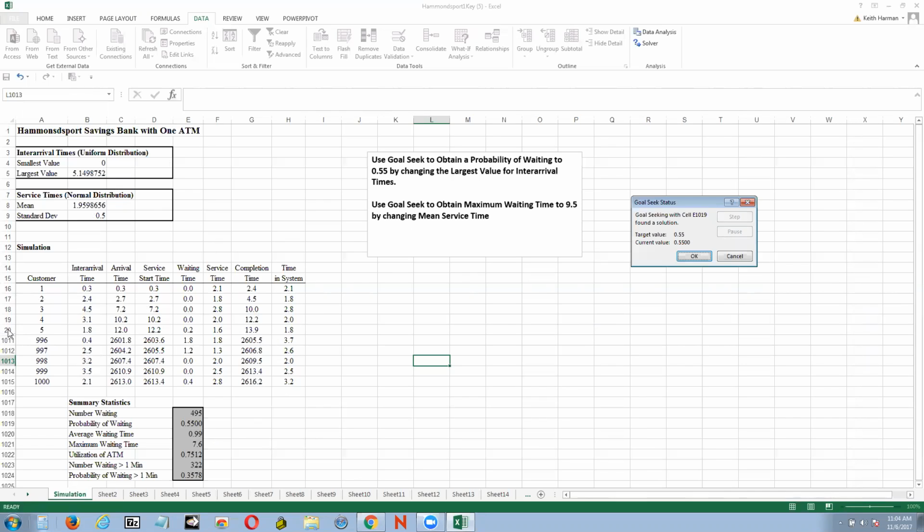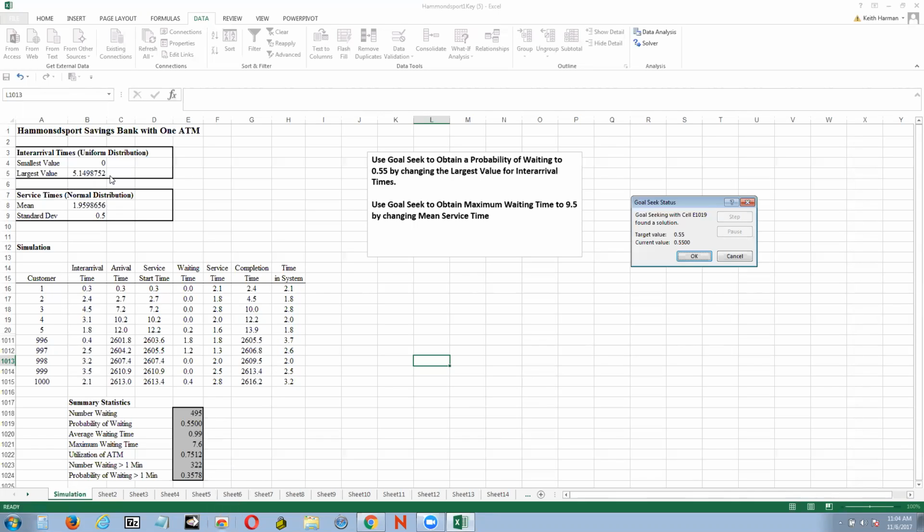A couple of things I reminded everybody, and you don't want to miss this: in the simulation, we are using 1,000 cases. We froze the screen at the first 5 and hid everything between customer 5 and customer 996, so we could see the first 5 and the last 5. If you wanted to unhide all that, you could, but it doesn't really matter because the output we're after is over here. We got a target value of 0.55, and we achieved that by changing the largest value for enter arrival times.